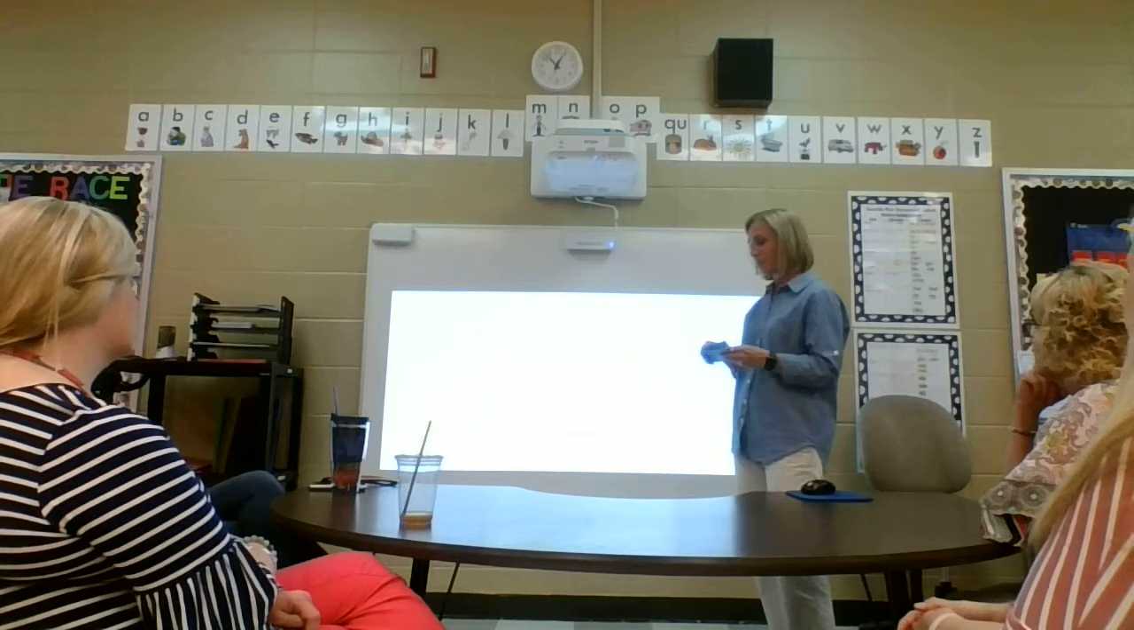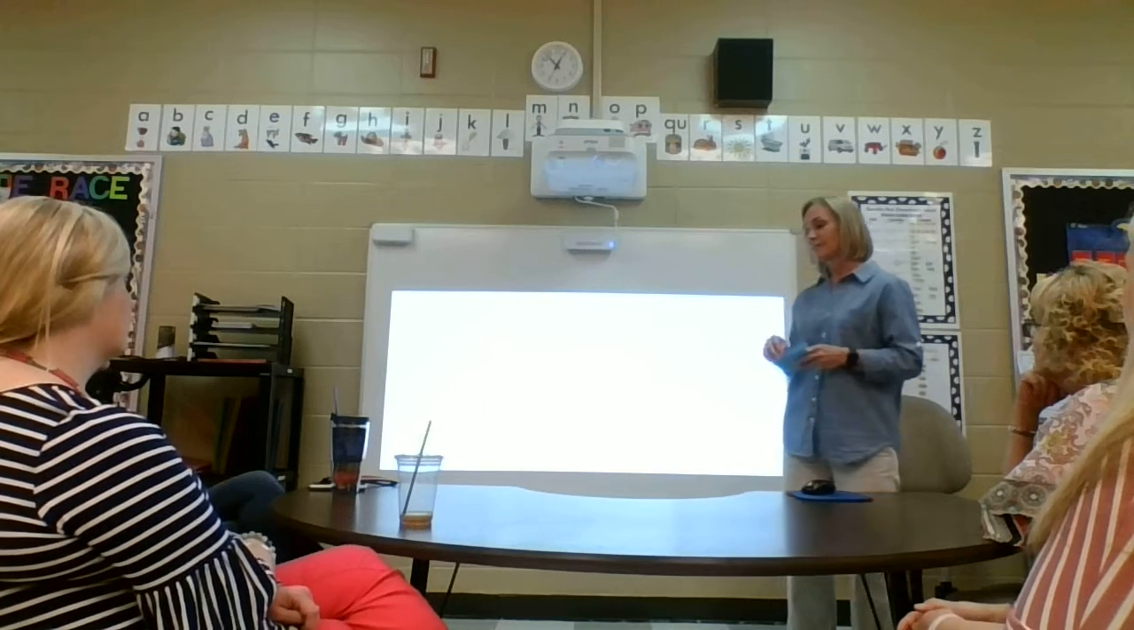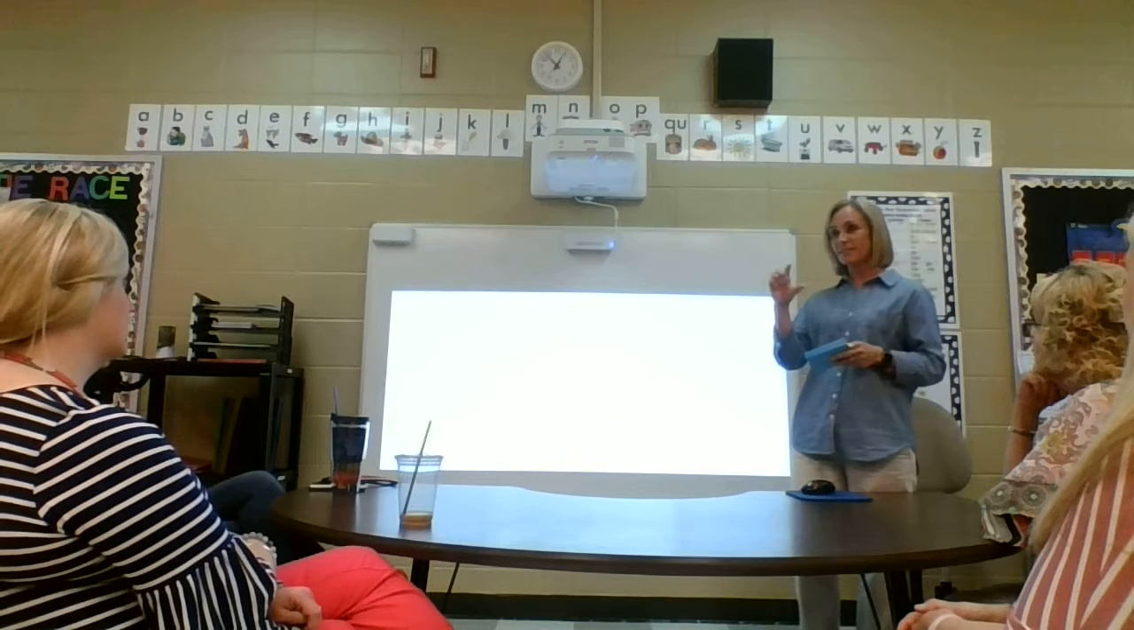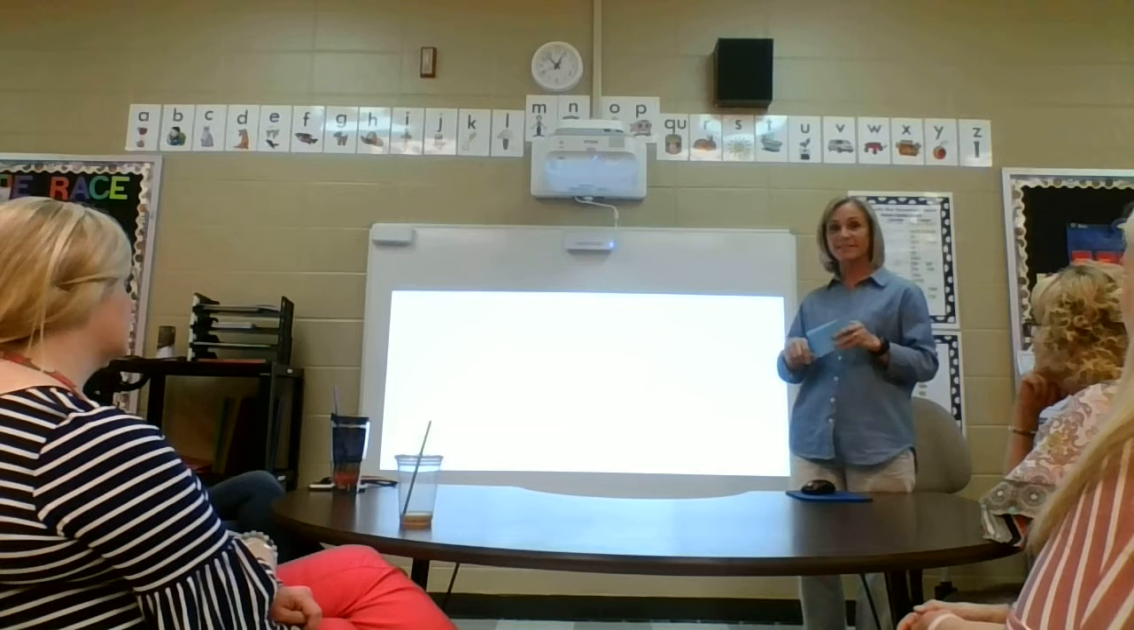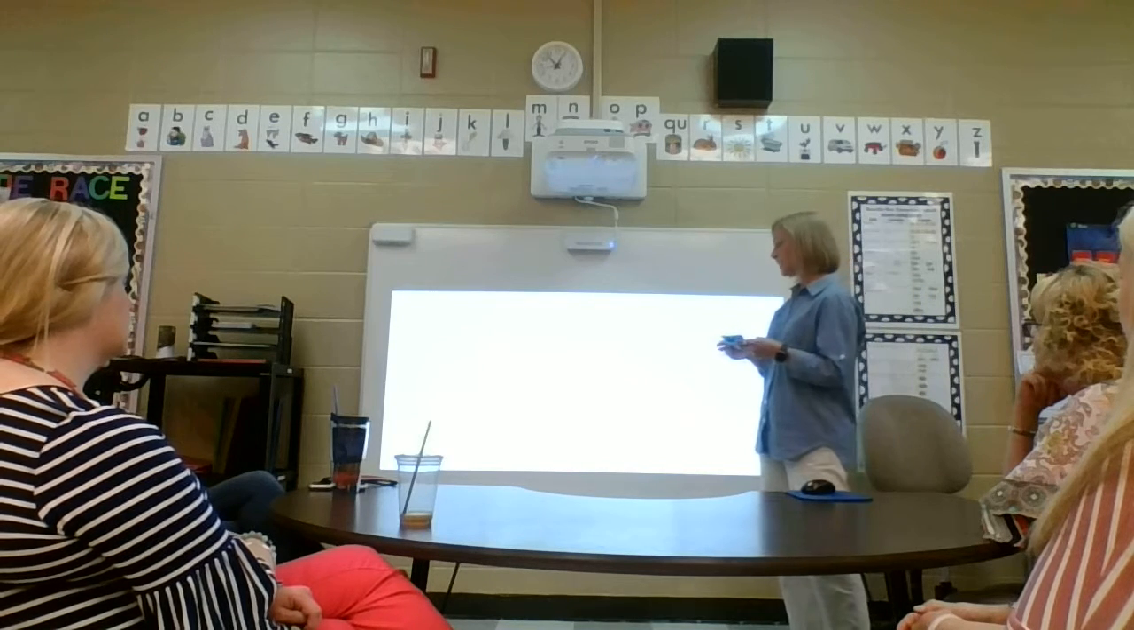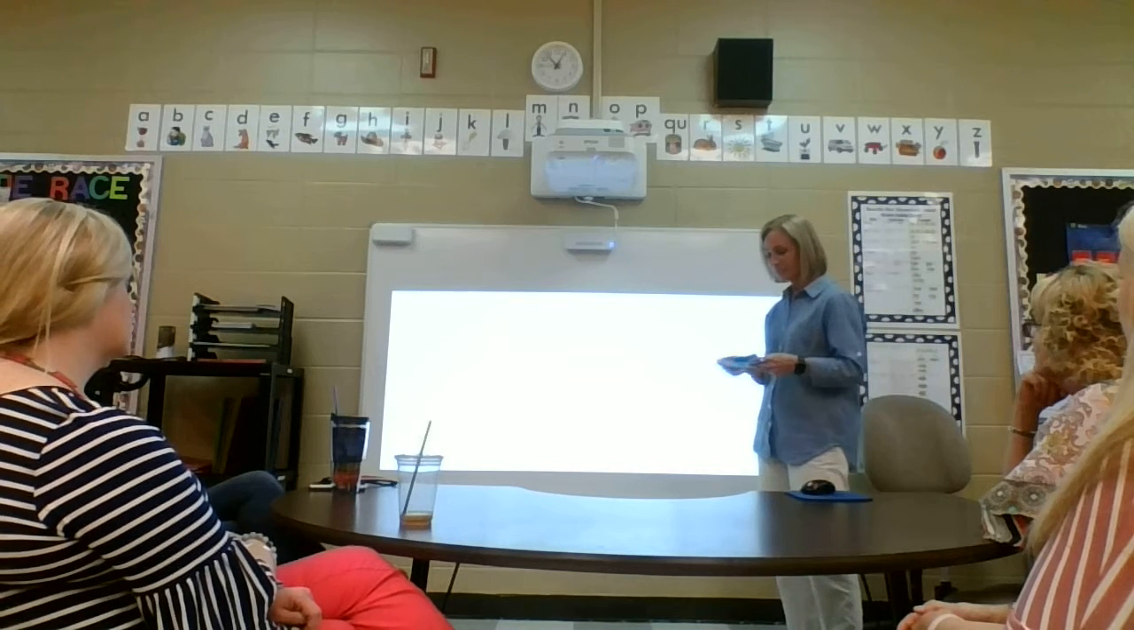And then on another day, we did beans in a bag. We had 10 beans in a bag. So when they needed to subtract, they could open the bag and pour the beans out. And that was interesting. They were engaged in that, and they seemed to enjoy it.